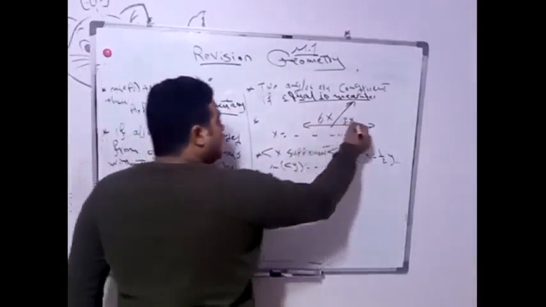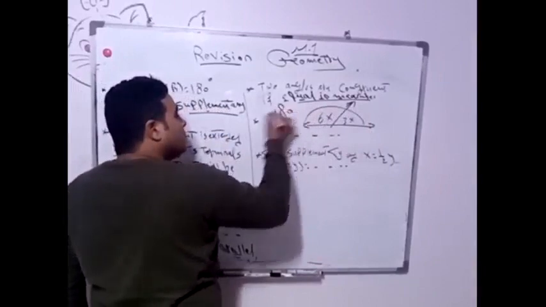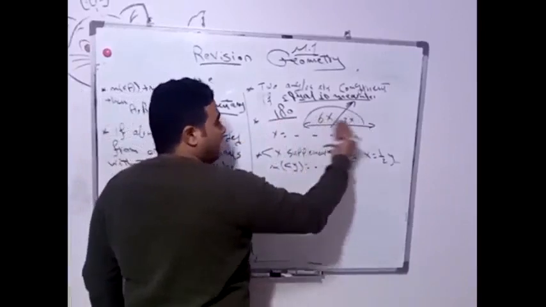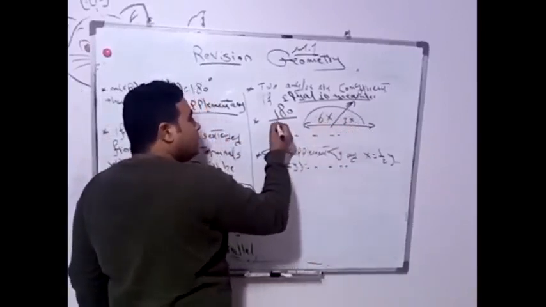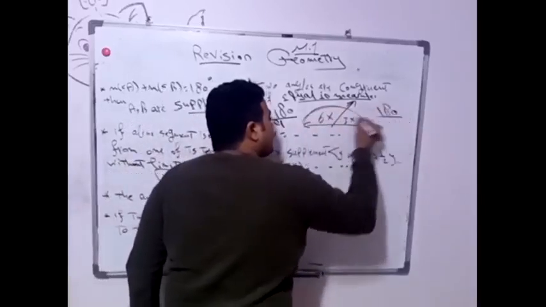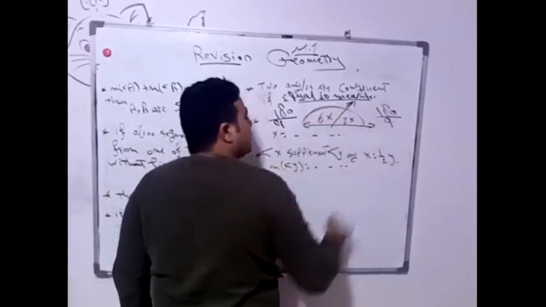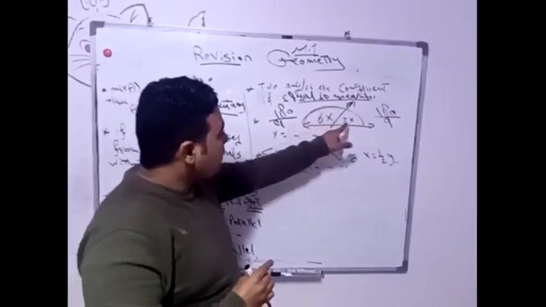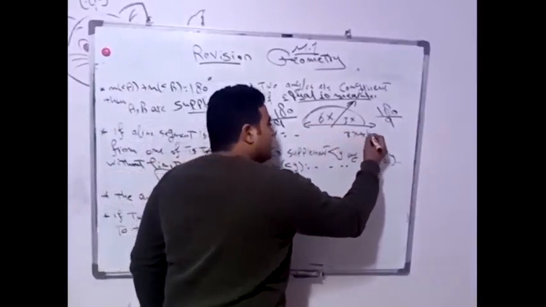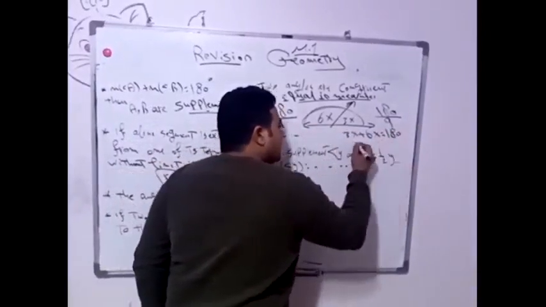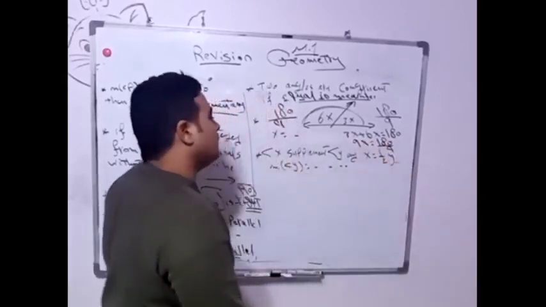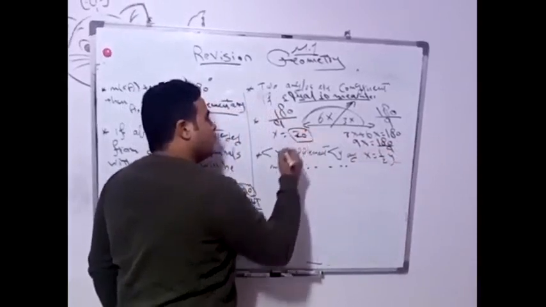We have this straight angle equal to 180. The sum of these two angles, 3x plus 6x, equals 9x. So 3x plus 6x equals 180, so 9x equals 180. Now divide by 9, and the value of x equals 20.